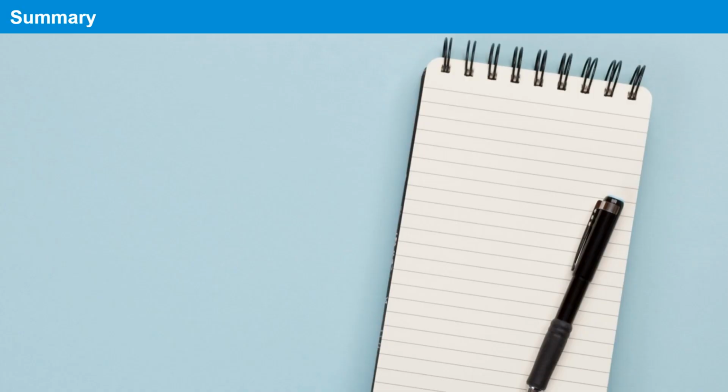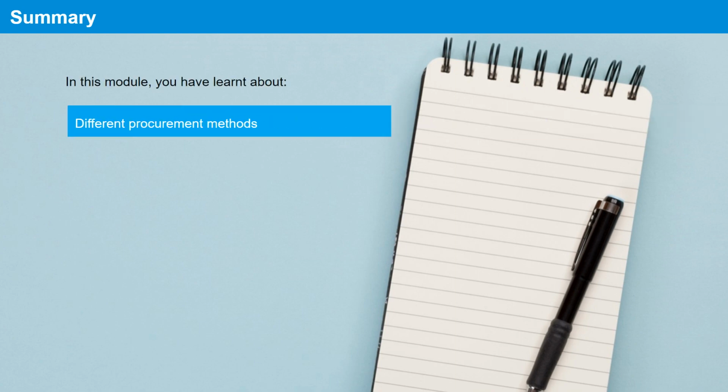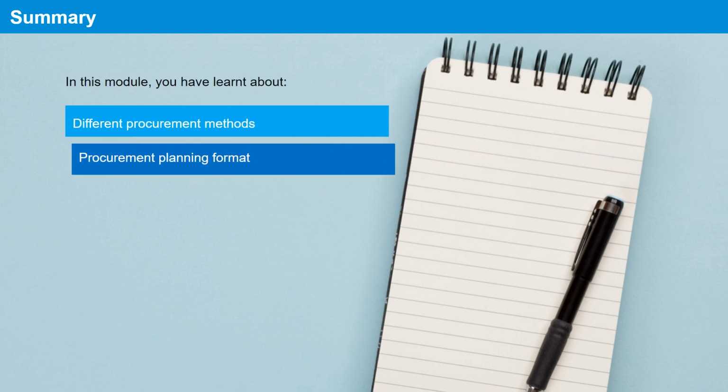This brings us to the end of this module, Methods of Procurement. In this module, you have learned about different procurement methods and procurement planning format. You may now attempt the ungraded knowledge checks for this module.